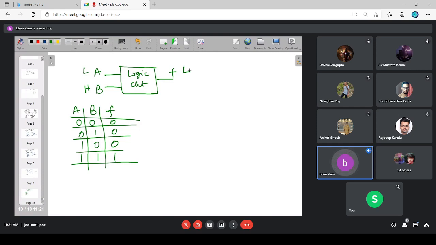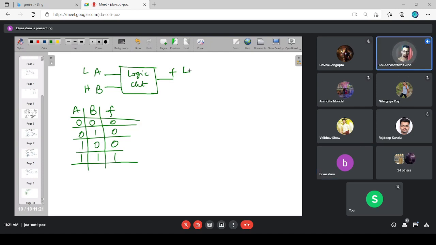Shuddha Satto, Nilargho. Yes, sir, it is NAND gate when negative. Fine. Konindita, yes, sir, NAND gate. Shuddha Satto, yes, sir. You are also going for NAND gate? Sir, it should be AND gate only.